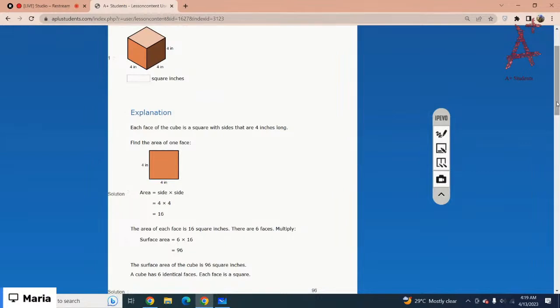Got it? Like for one example, it would be the cube. So the area of one face is 4 times 4, that would be 16. So it has 6 faces, so just do 16 times 6, that would be 96. So the surface area of the cube is 96. Got it? So basically the reason is a cube has 6 identical faces and each face is a square.